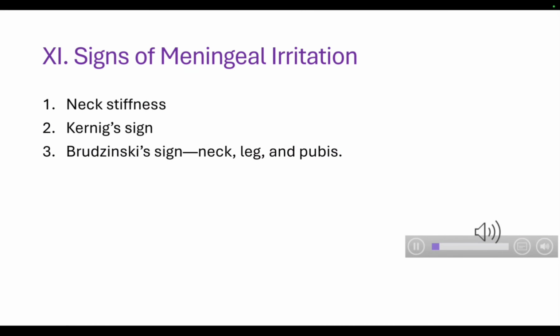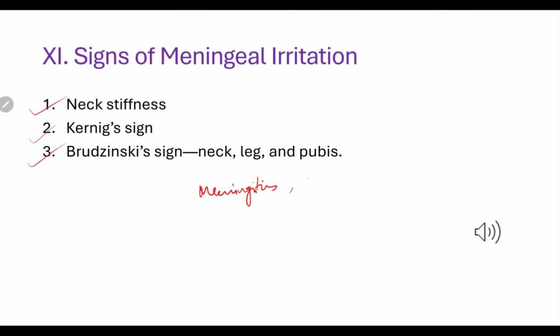Here we introduce Pillar 11, signs of meningeal irritation. You must master the physical maneuvers for checking neck stiffness, Kernig's sign, and Brudzinski's signs. These are critical emergency screenings for conditions like meningitis or subarachnoid hemorrhages.